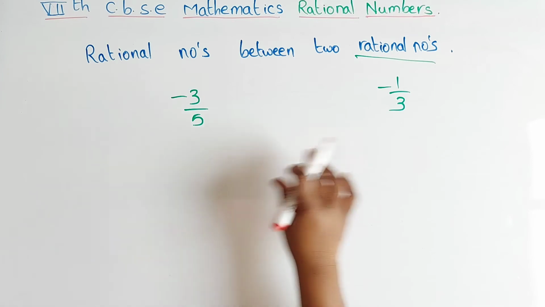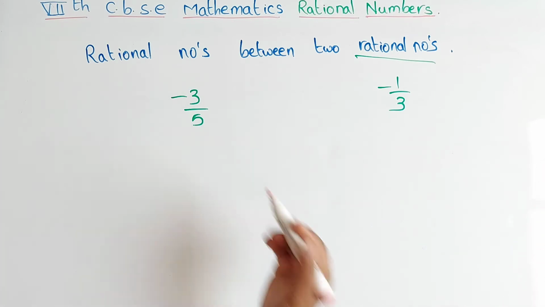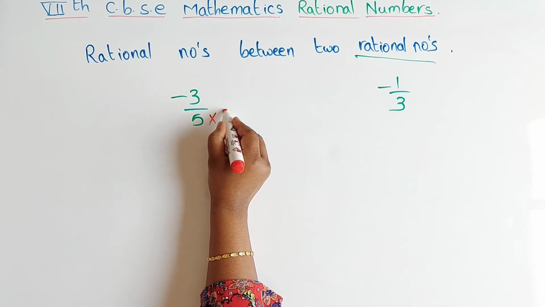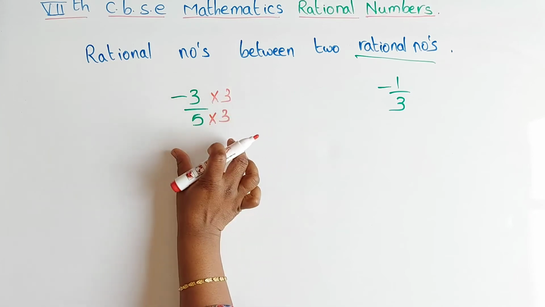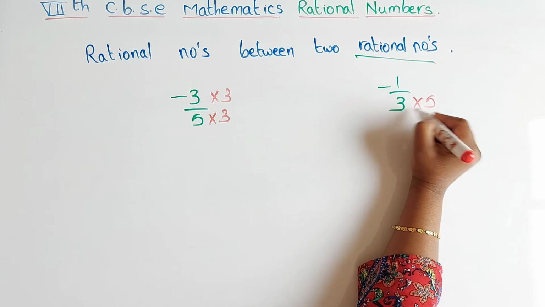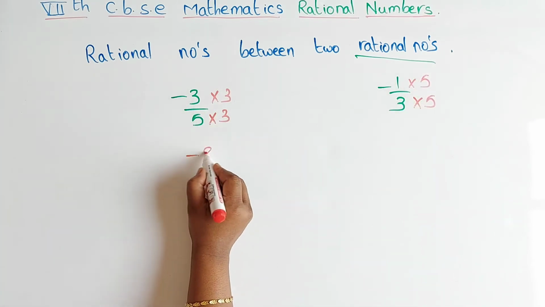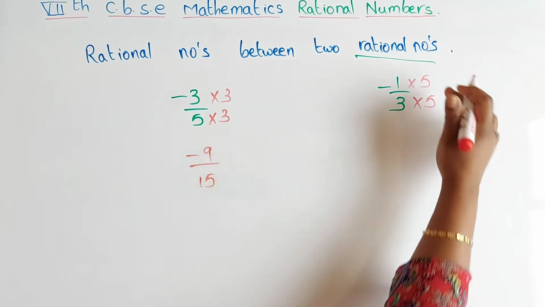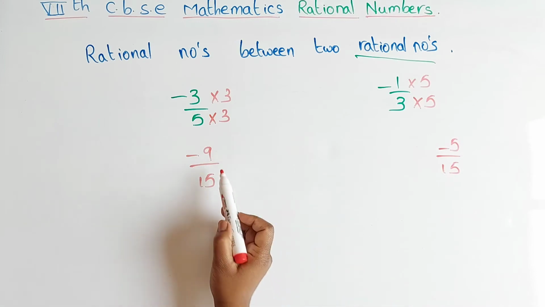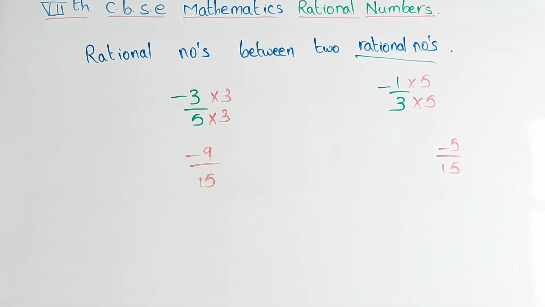So convert these rational numbers to the same denominators. Right, children? So LCM is 15. 3 and 5 LCM is 15 here. Now multiply with 3 here because I want denominator 15. So here you multiply with 5. 5 threes are 15 and here also. Now what are these rational numbers? Minus 9 by 15 and here minus 5 by 15. Now compare numerators. Minus 9 here, minus 5 here.